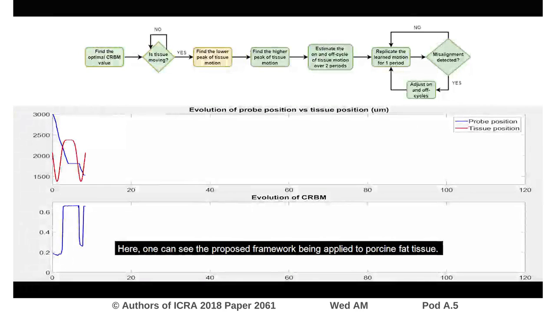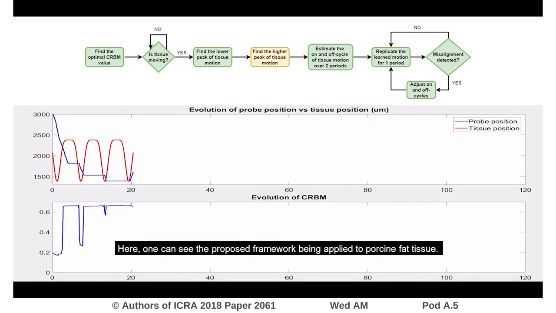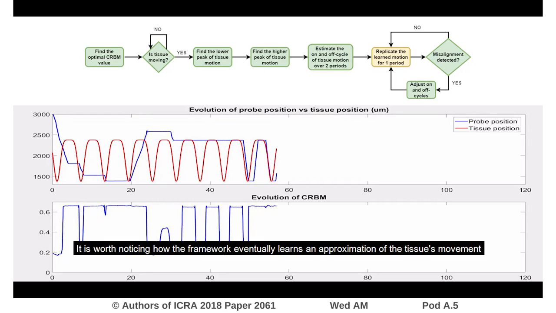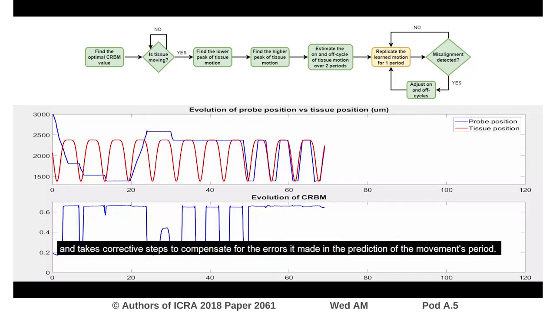Here, one can see the proposed framework being applied to porcine fat tissue. It is worth noticing how the framework eventually learns an approximation of the tissue's movement, and takes corrective steps to compensate for the errors it made in the prediction of the movement's period.